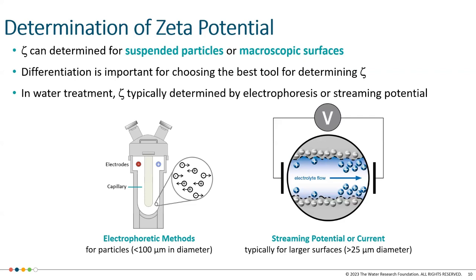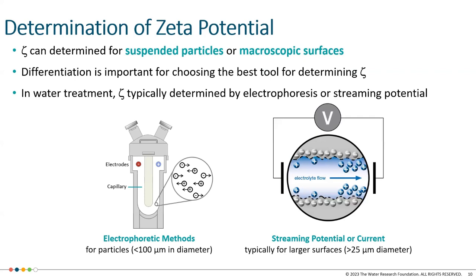In general, there are two types of approaches that are used in the water industry to evaluate zeta potential, and those are electrophoretic methods or electrophoresis, and then streaming potential or streaming current, which are both closely related. So electrophoretic methods separate charged particles under the influence of an electric field according to their size and charge.